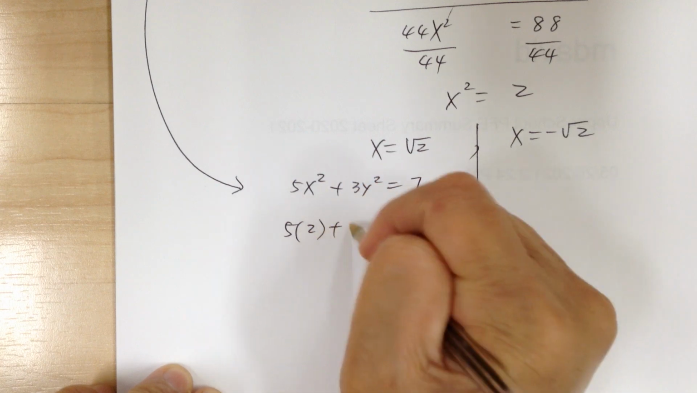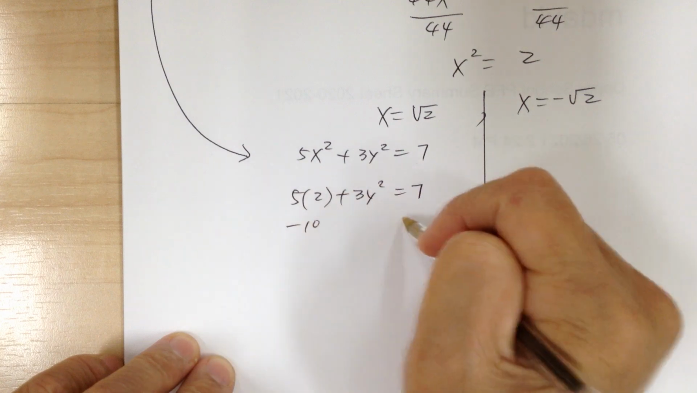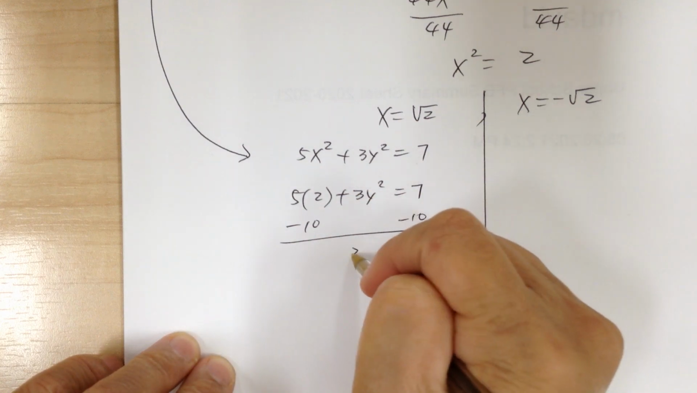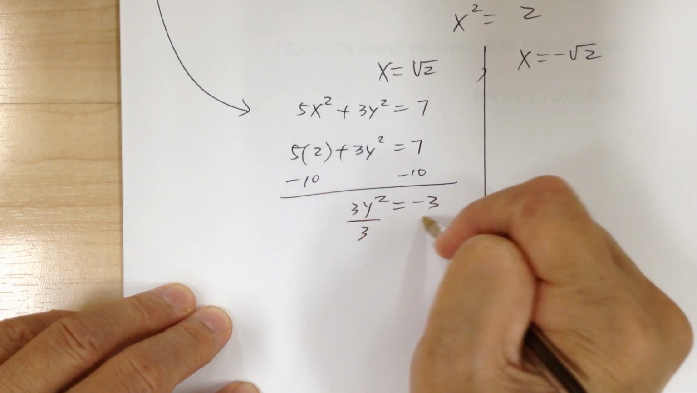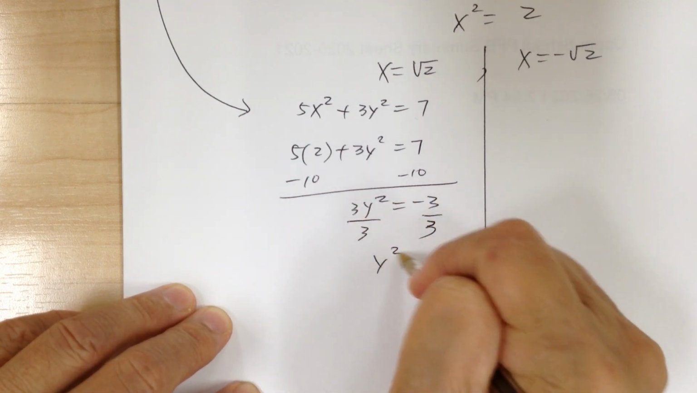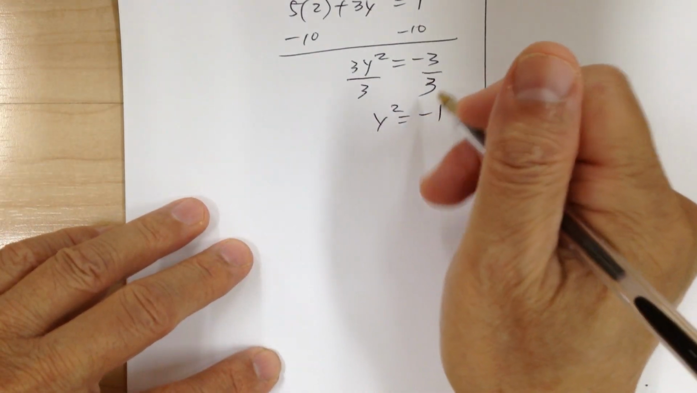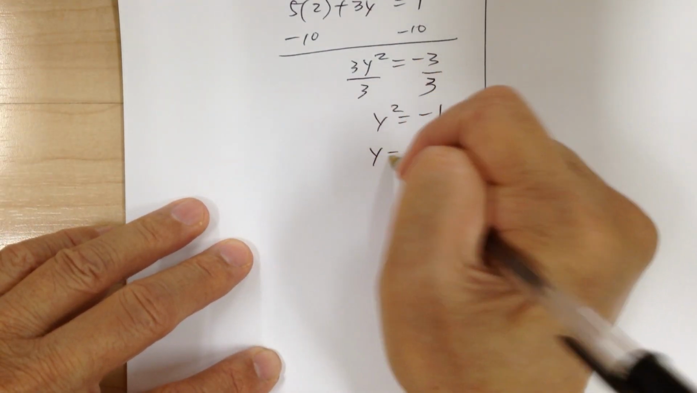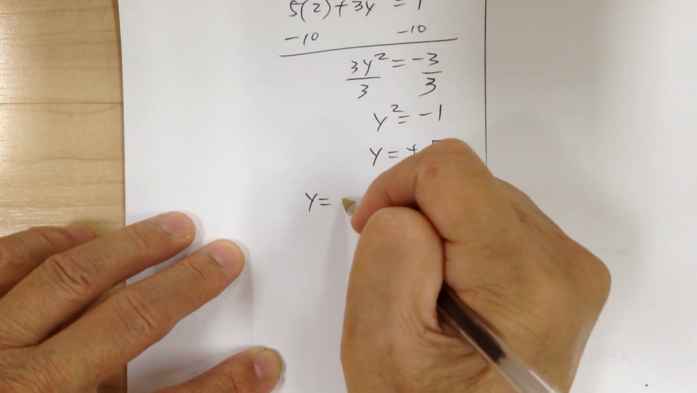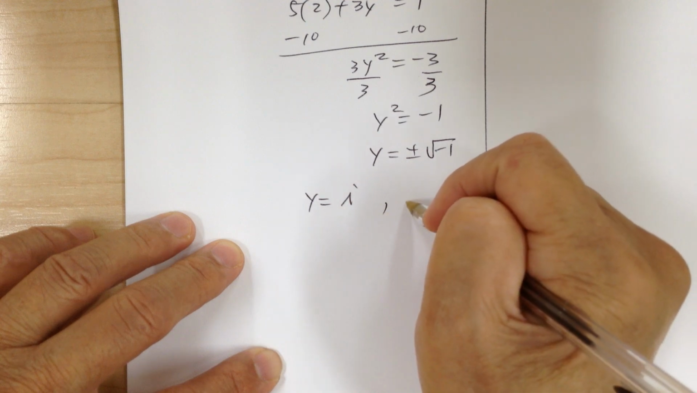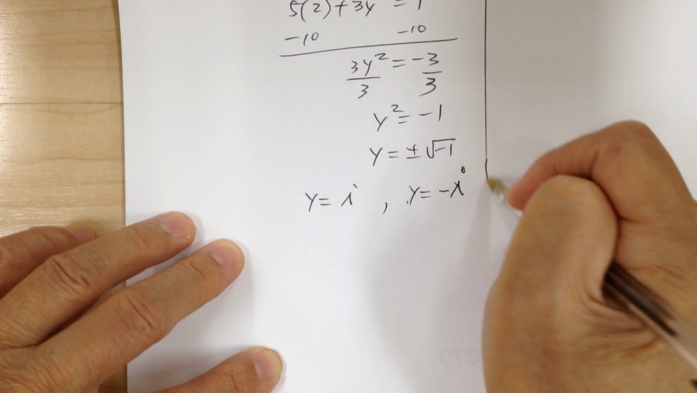It will be 2 plus 3y squared equal to 7. And this will give me 10. So minus 10, minus 10. So I got 3y squared equal to negative 3. Divide by 3, divide by 3. So y squared equal to negative 1. Okay, and so take the square root. So y equal to plus or minus square root of negative 1. So y will equal to positive i, and y will equal to negative i. Okay?